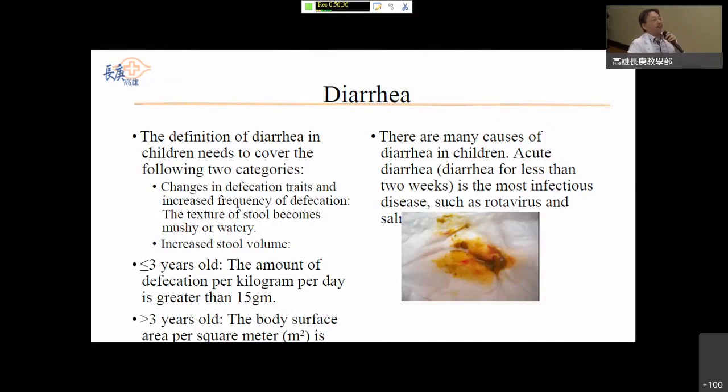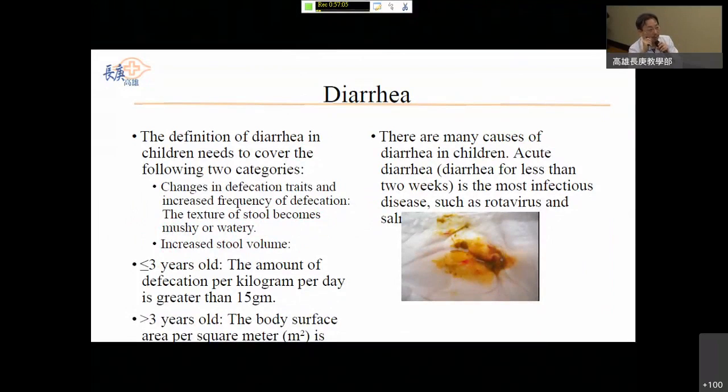As for diarrhea, what do we mean by diarrhea, okay? They have to fulfill two categories. First is the increase in frequency of defecation, okay? For example, the texture of the stool becomes mushy or watery, okay? This is the first category.